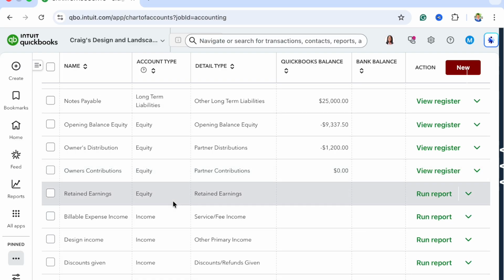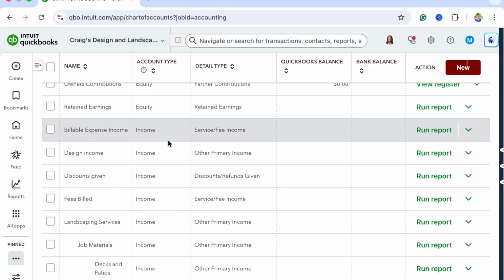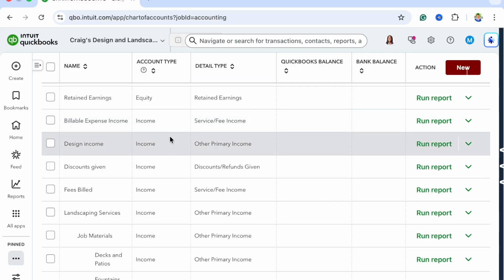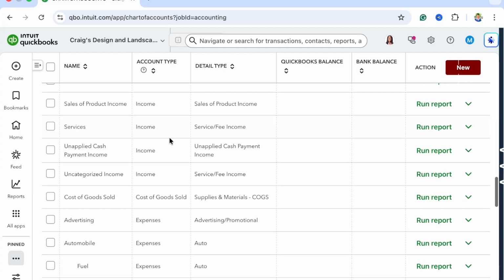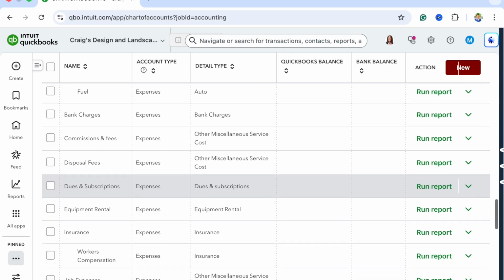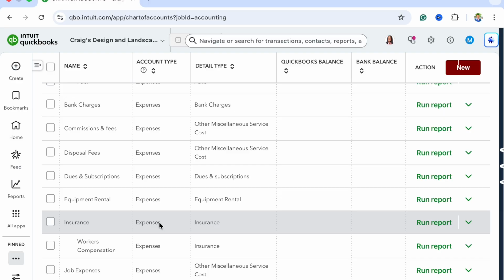Now, let's talk about the income. Right. So income is basically like your sales, your revenue, like when you provide services to your customers or whatever, all of those bring income into your business. All right, so income is money coming into the business, and expenses is money going out of your business. So, like you pay for gas, you pay for subscriptions, you pay for insurance, all these different expenses that you have going on. That's money going out of the business.